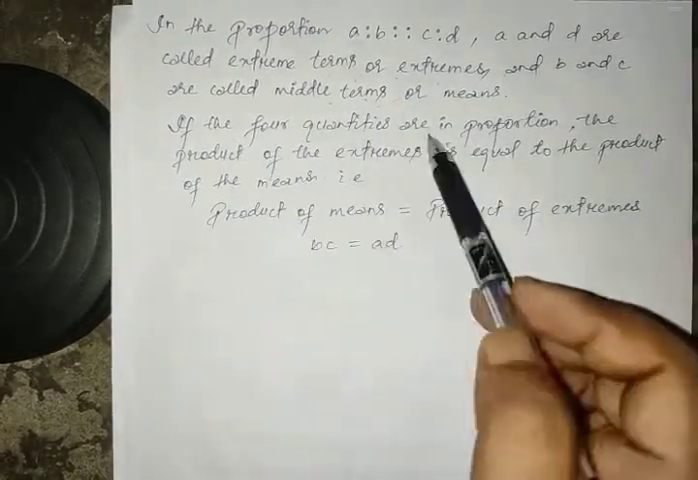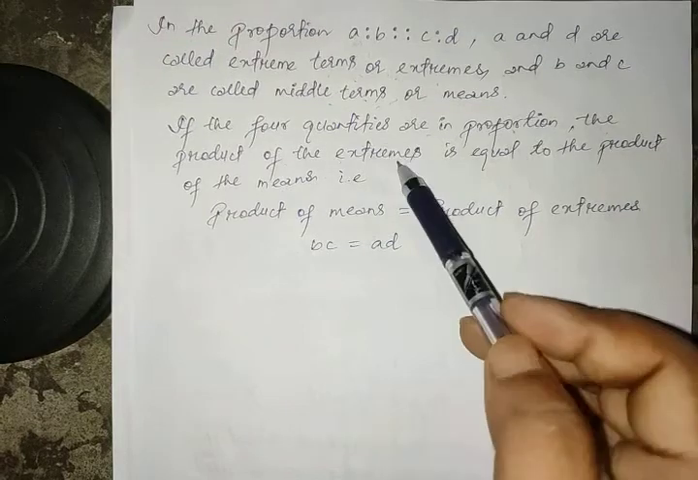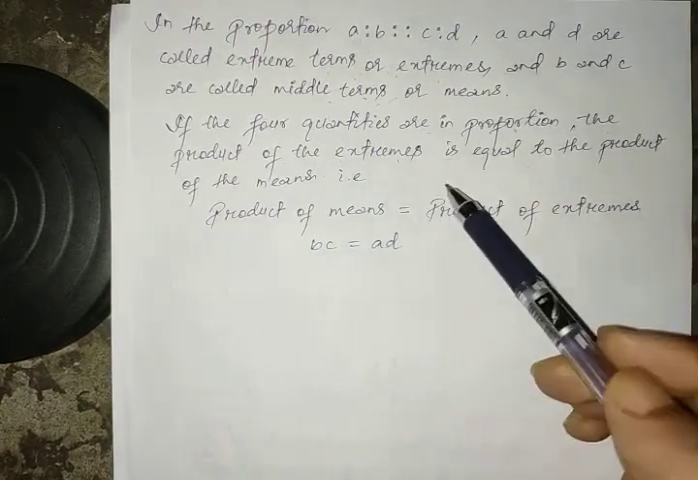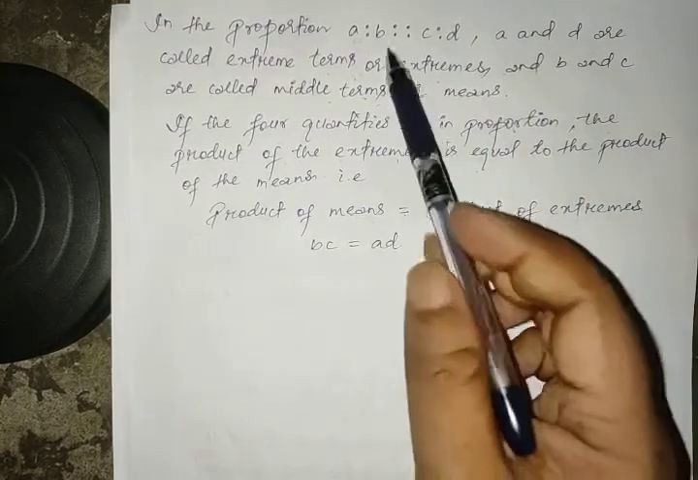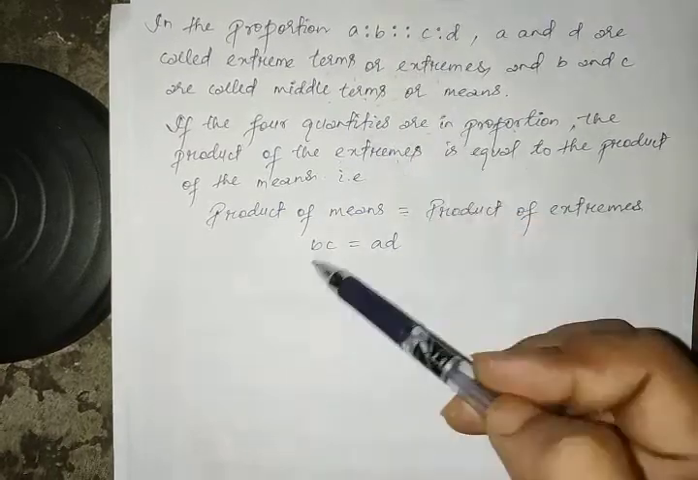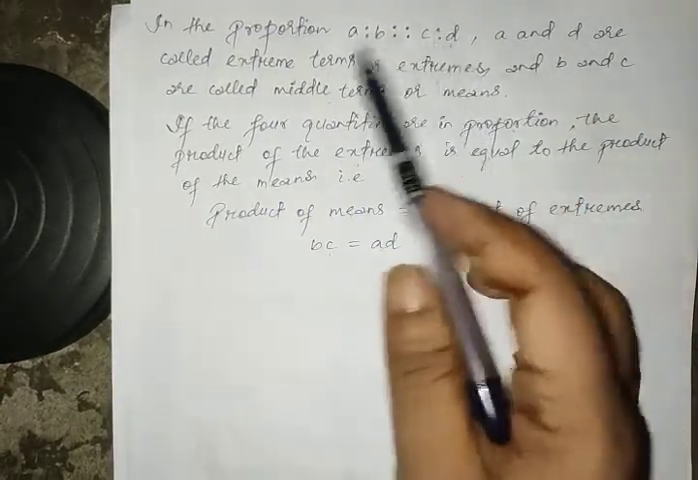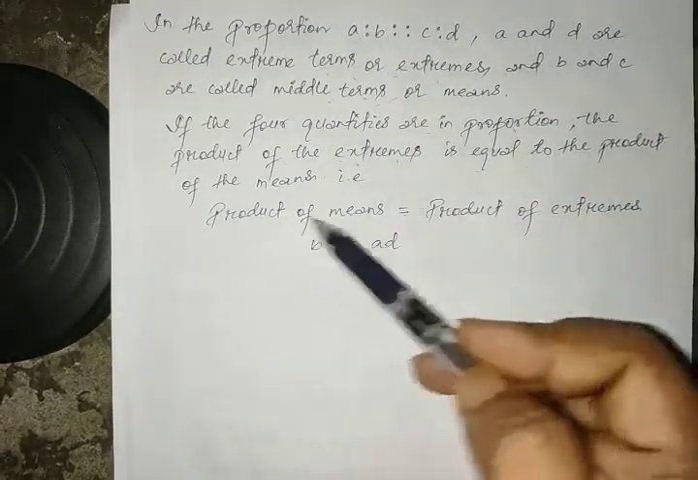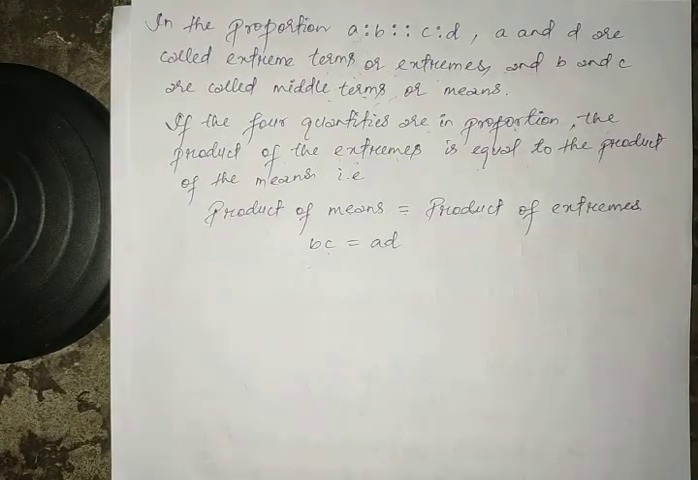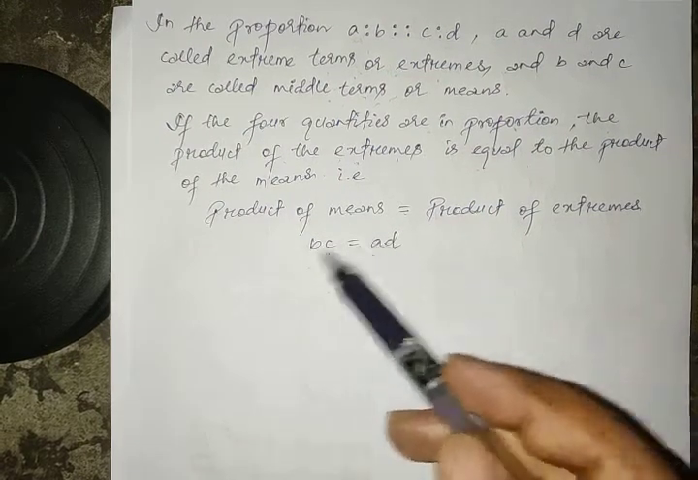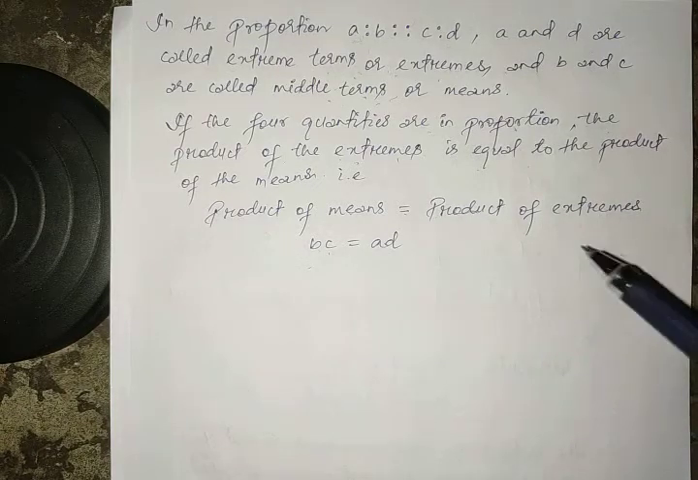Now if the four quantities A, B, C and D are in proportion, then the product of the extremes is equal to the product of the means. Product means multiply. What is the product of the means, the middle terms? If you multiply, you will get B into C, that is BC, which is equal to the product of extremes. What are the extremes? A and D. So the product of A and D will be A into D, that is AD. So the product of means will be equal to the product of extremes. If they are in proportion, then only you can write like this. If they are not in proportion, then you cannot write this. In order to be equal, they have to be in proportion. So that is all about proportion.